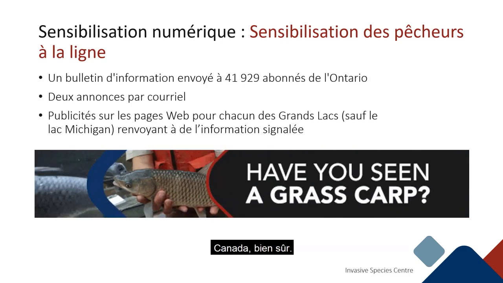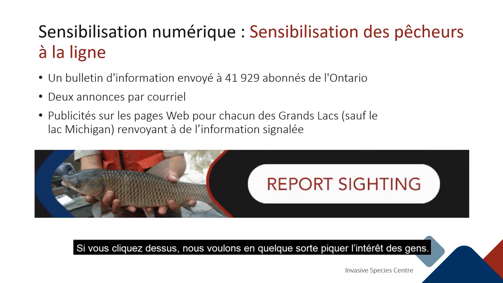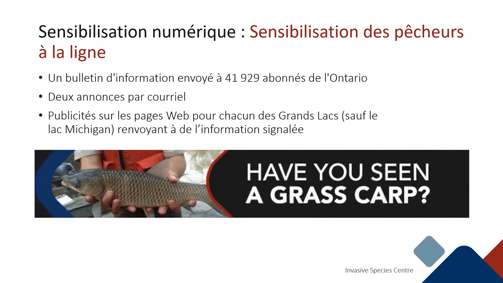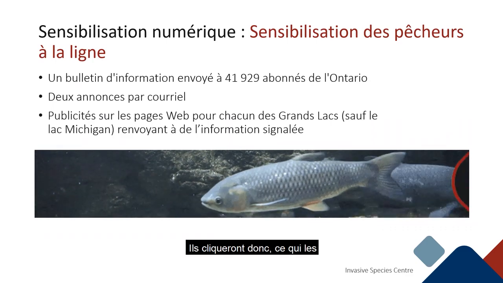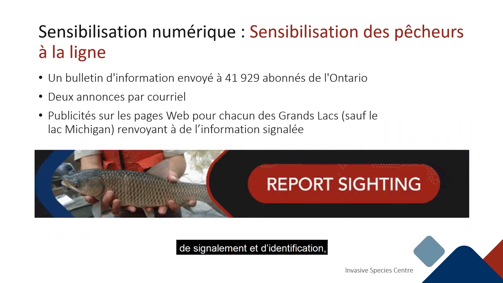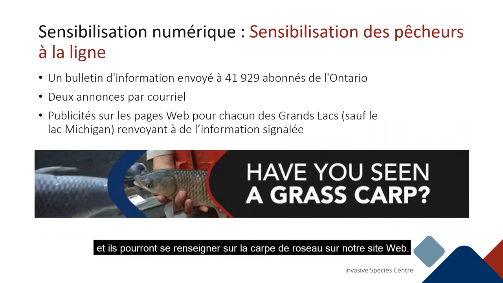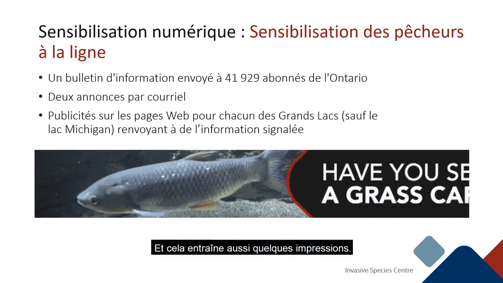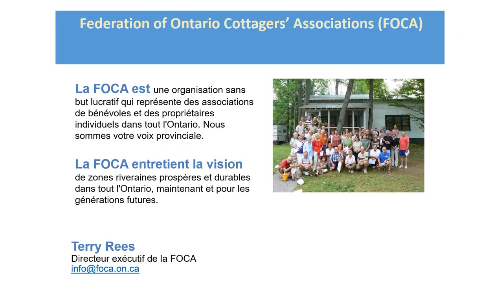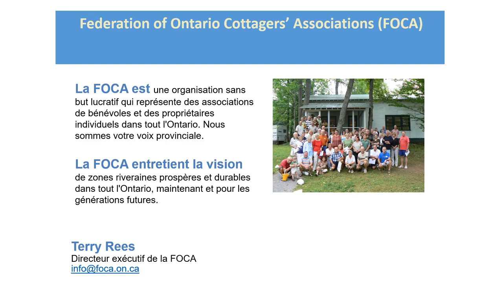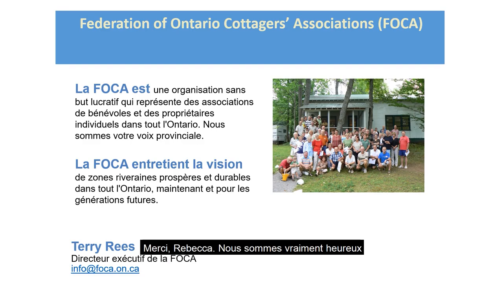And then we also have this clickbait, pun intended, advertisement on their Great Lakes pages, except for Lake Michigan, because it's Canadian focused, of course. We wanted to pique people's interest: have you seen this fish? Have you seen a grass carp? People might wonder what the big deal is, so they click, and it takes them to reporting information and identification information, and they can learn about grass carp on our website. We get quite a few impressions with that as well.